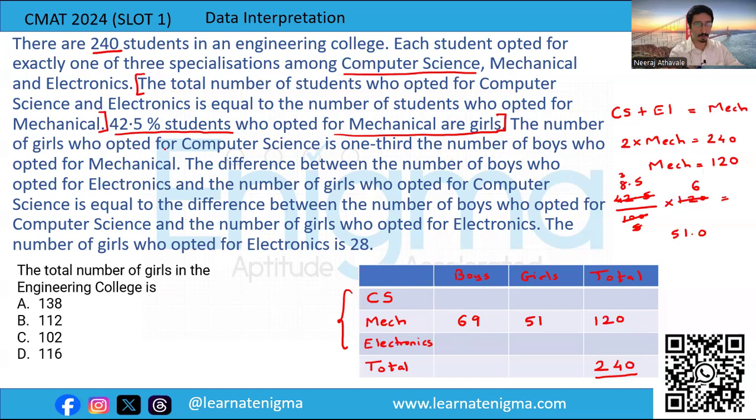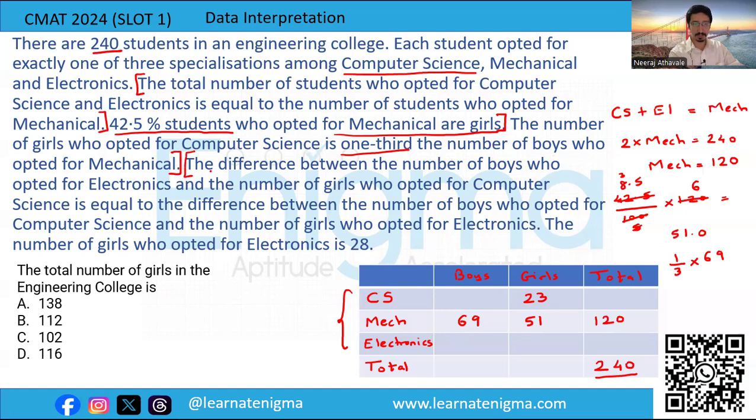Further, the number of girls who opted for computer science is one third of the boys who opted for mechanical. So one third of 69. That means there are 23 girls. Okay, so we are done till here.